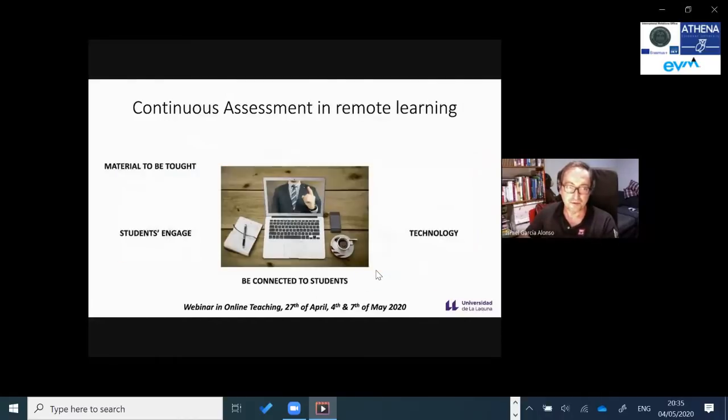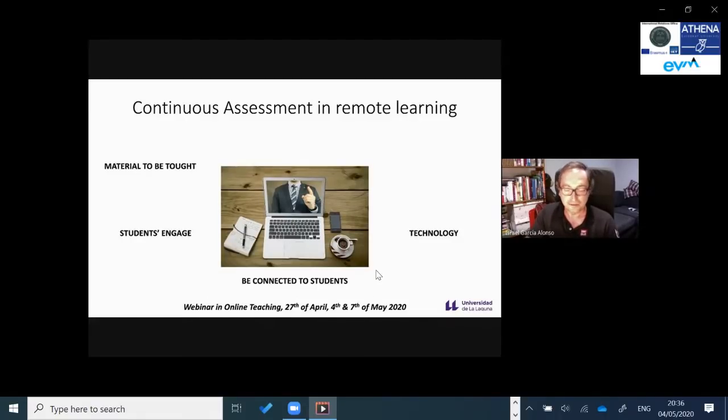Okay, when we move from a face-to-face model to another kind of model where we can't see the pupils, or the students, every day, we have to think about some aspects of the learning and the teaching. One aspect would be the material to be taught. We have to change, redesign, or look for a different material on the website. Another point is student engagement. We have to know if the material we are preparing is good for them and promotes their learning, okay?